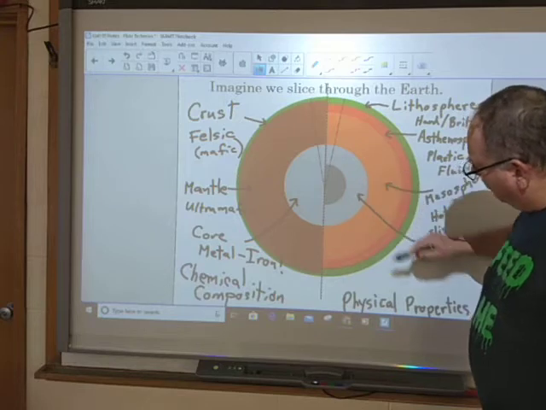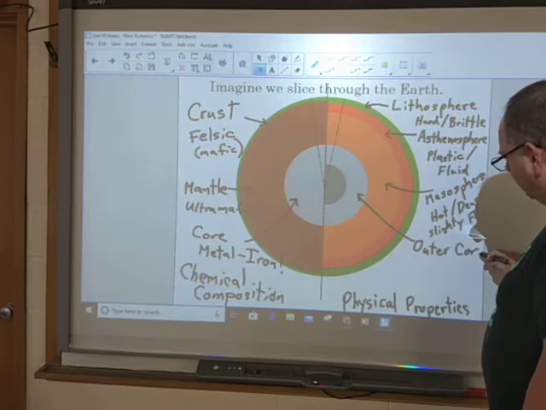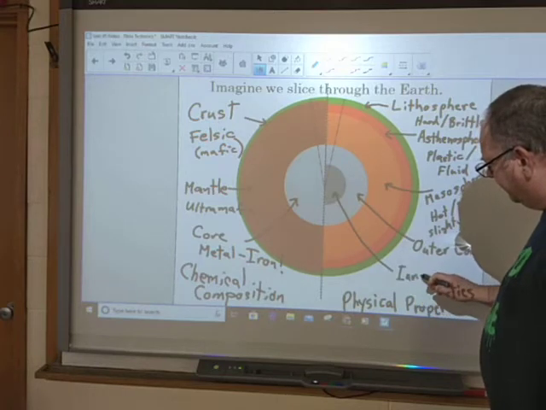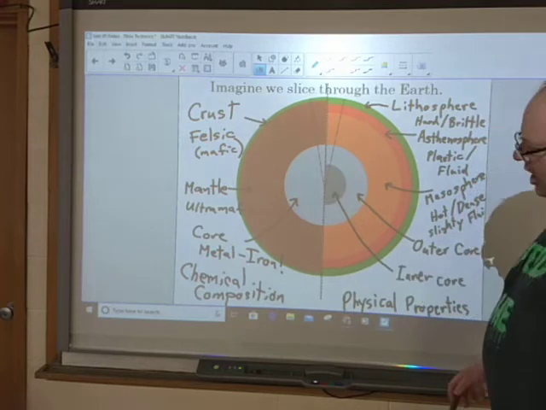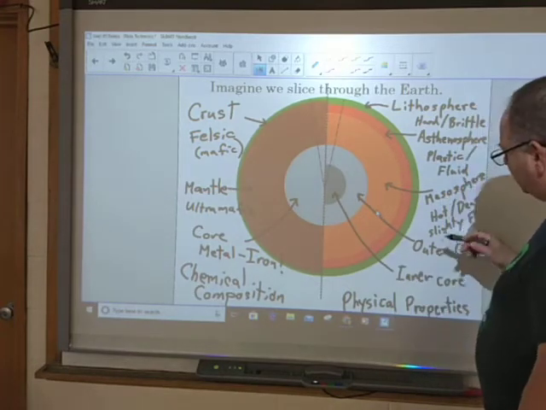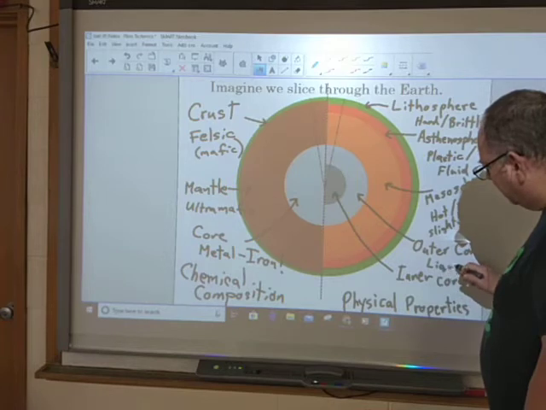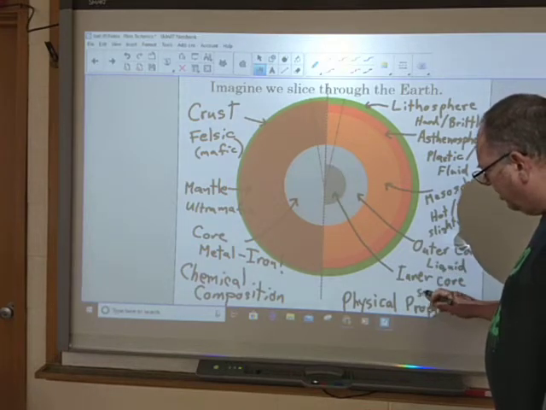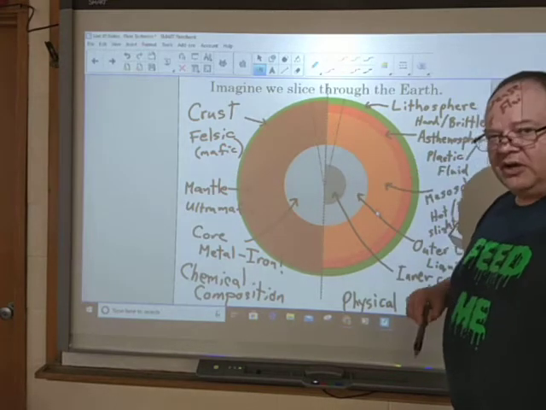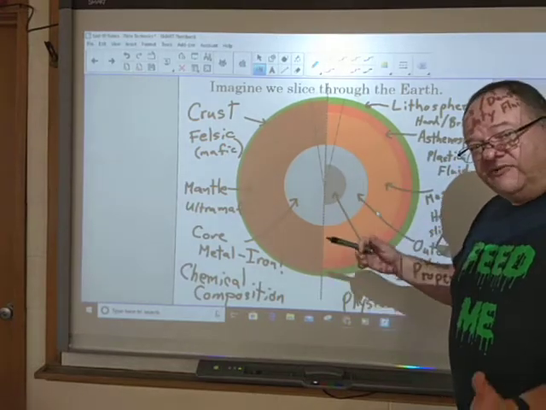So now we get to our core, and we're going to refer to the outer core, and we're going to refer to the inner core. And when we looked at composition, we know that the core is made of metal, mostly iron. So the difference between outer and inner core is the outer core is liquid. The inner core is solid. Liquid metal, solid metal. So again, the differences on this side are based on physical property. Well, state of matter, solid versus liquid, that's a difference.